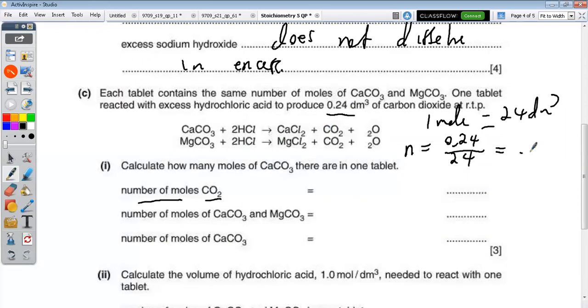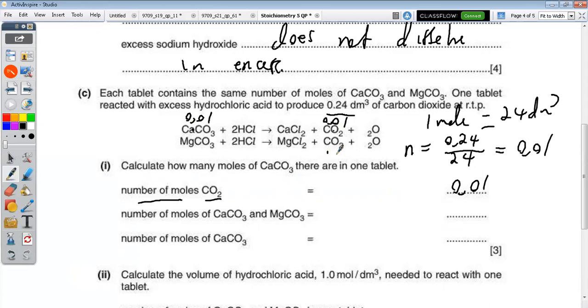If you do that, you should get 0.01. That's the number of moles of carbon dioxide. So it means we are producing 0.01, so we should be using 0.01. Why? 1 is to 1. Clear. Happy?